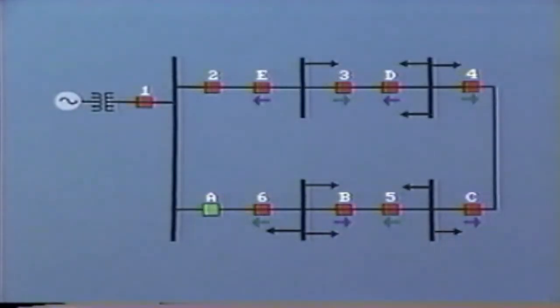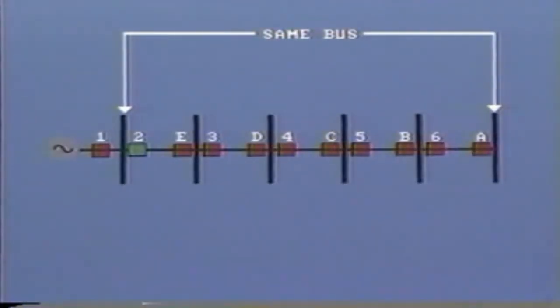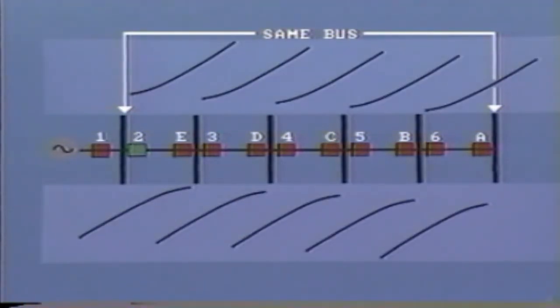Once the coordinated settings of the clockwise group of relays have been completed, the exercise must now be repeated for the counterclockwise loop. In our example, this would be breakers A, B, C, D, and E, assuming that breaker 2 is open. Both sets of coordination curves can be shown on the line diagram like this. The upper group refers to the clockwise loop and vice versa.